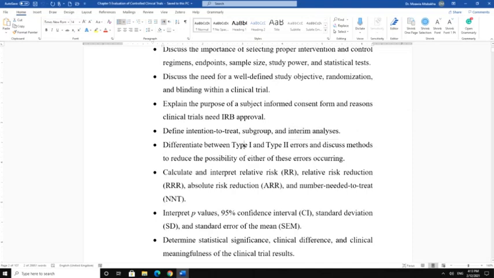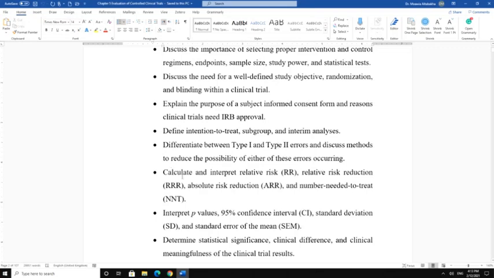You need to differentiate between two types of errors that are there when you do the statistical analysis. When you say, for example, drug A is significantly better than drug B, or the effect of drug A on cholesterol levels is more than drug B, and then you give the p-value, you need here to recognize the errors that can be there and what is the acceptable percentage of error that can be there in such a statement.